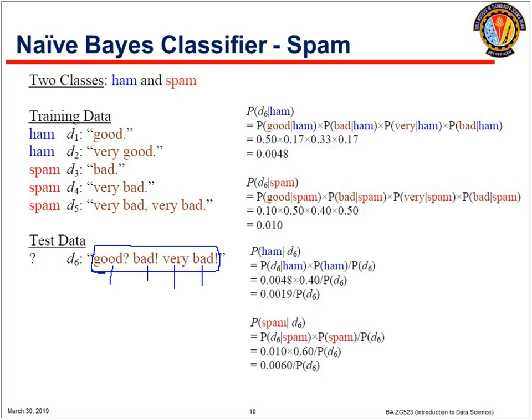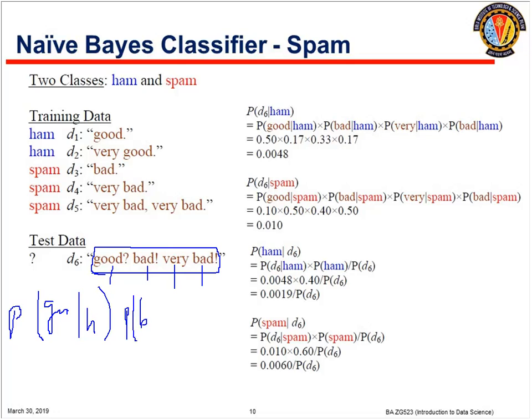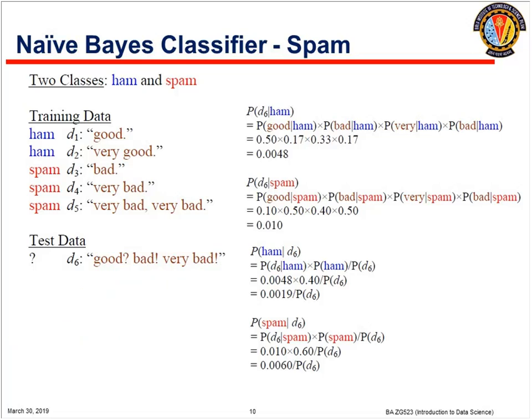So the assumption here is that they are all independent. Each of the words which are present is independent of whether other words are present or not. So I am looking at each of the words individually. The probability of these 4 words being present can be found by just multiplying each of the probabilities: the probability of good given that the document is ham, multiplied by the probability of bad given ham, multiplied by the probability of very, and multiplied by the probability of bad. So 4 words, just multiply 4 times. And these probabilities you have already calculated.